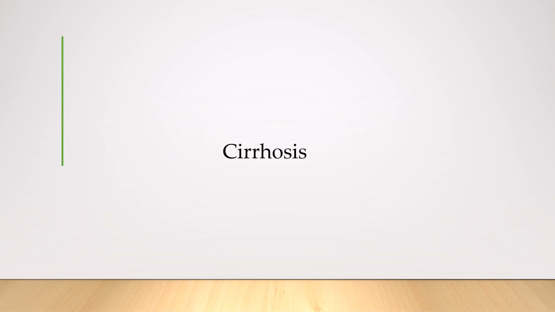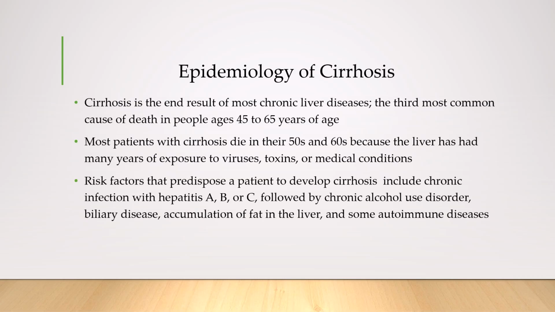So, ladies and gentlemen, we are going to move on to cirrhosis of the liver. So, how does this happen? The epidemiology of cirrhosis. So, cirrhosis is the end result of most chronic liver diseases. It is the third most common cause of death in people ages 45 to 65 years of age. Most patients with cirrhosis, however, will die in their 50s and 60s because the liver has had many years of exposure to viruses, toxins, or other medical conditions.